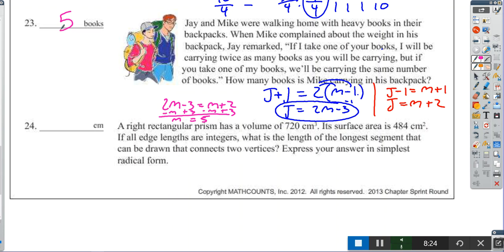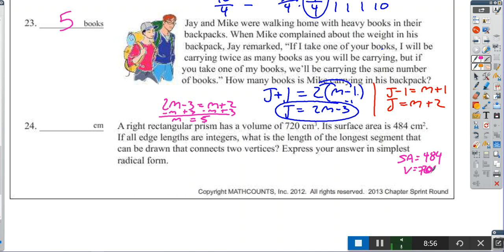Oh, I love this. I love the Pythagorean theorem. It's so cool. All right, a right rectangular prism has a volume of 720 centimeters cubed. Its surface area is, I'll write this down because I don't want to forget, 484. And if all of the edge lengths are integers, that makes life much easier. What is the length of the longest segment that can be drawn that connects 2 vertices? Express your answer. Okay, so that means the volume is 720.